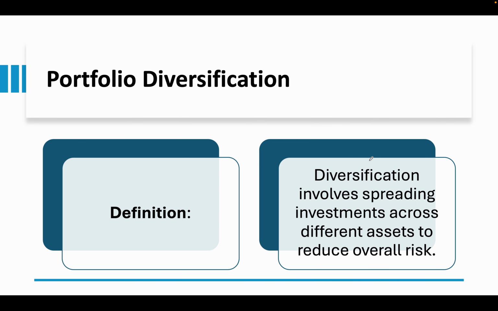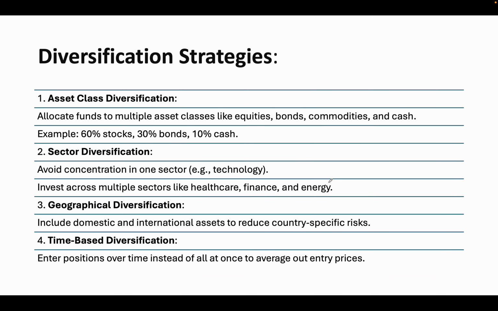The other way of risk management is diversification. So what you do is, you do not buy only one category of asset. So let's say you buy 60% stocks, 30% bonds, you keep 10% in cash. So this way you can diversify your assets. You can also diversify your sectors, so you do not get exposed to only one particular sector. You should invest in multiple sectors.